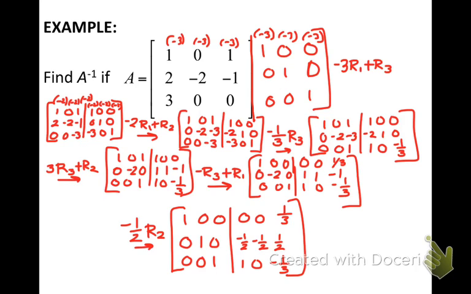Can you change the fractions or no? Nope. It is what it is. So A inverse is 0, 0, 1/3, negative 1/2, negative 1/2, positive 1/2, 1, 0, negative 1/3. I forget if this was an answer in the book or not. It was. Did we do it right? Bam. We did.